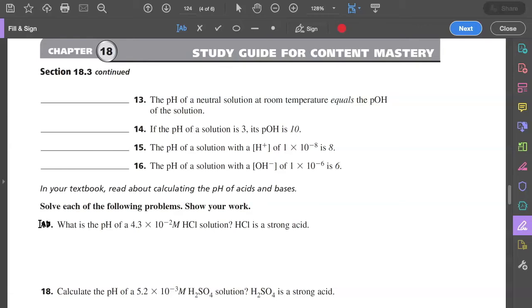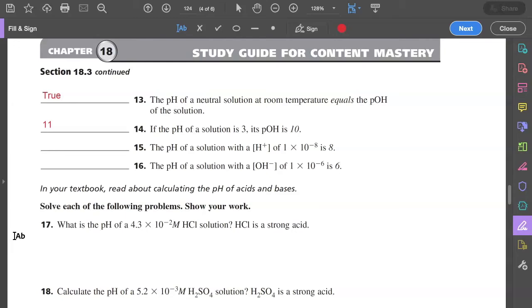Number 13, the pH of a neutral solution at room temperature equals the pOH of the solution. That's true. Yes, at neutral solutions, pH and pOH are equal. If the pH of a solution is 3, its pOH is 10. Nope, the combination of pH and pOH equals 14, so therefore the pOH must be 11.